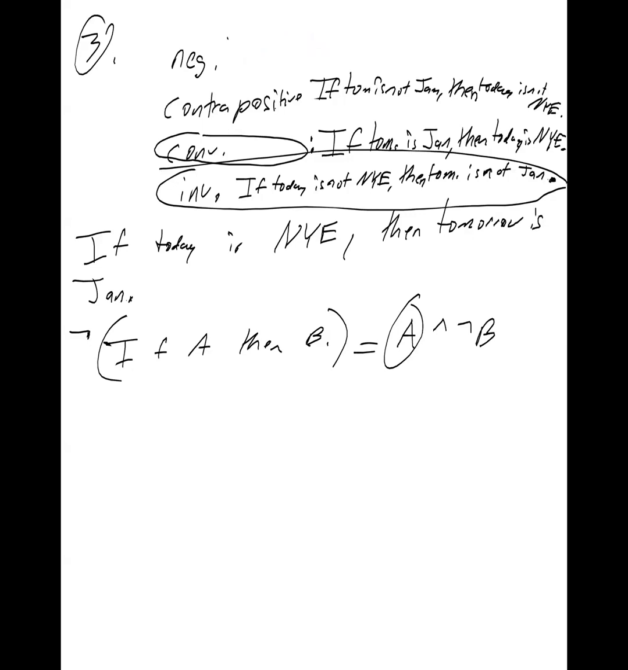A, so it just means today is New Year's Eve, and then it's not B, so it'd be tomorrow is not January. So the negation of if today is New Year's Eve, then tomorrow is January, is today is New Year's Eve, and tomorrow is not January. Any questions about that? So these are all very important questions. You're going to have to know them all perfectly on your test on Monday.